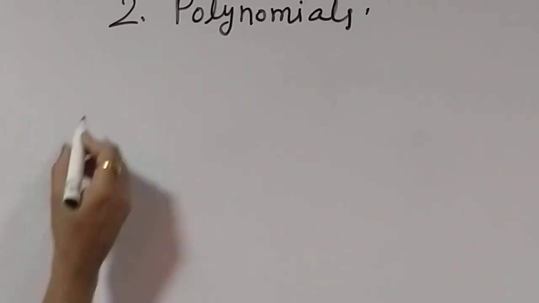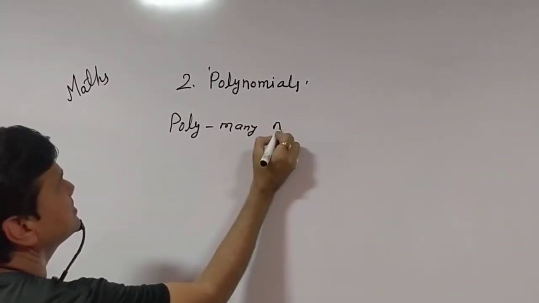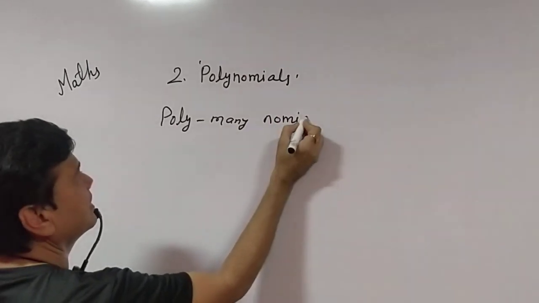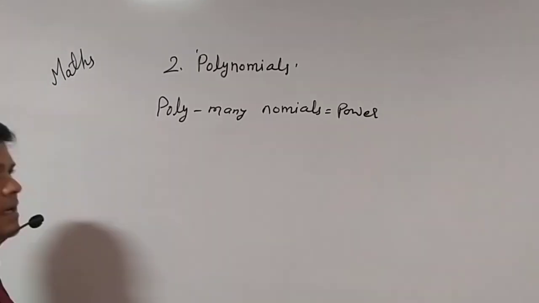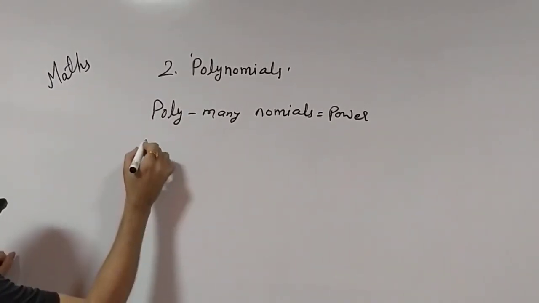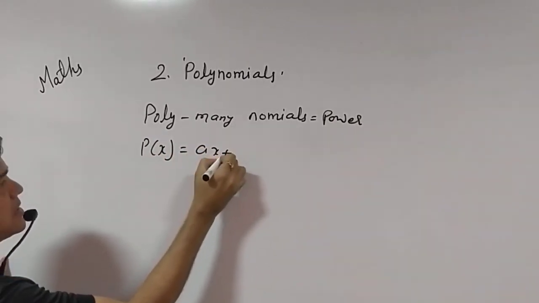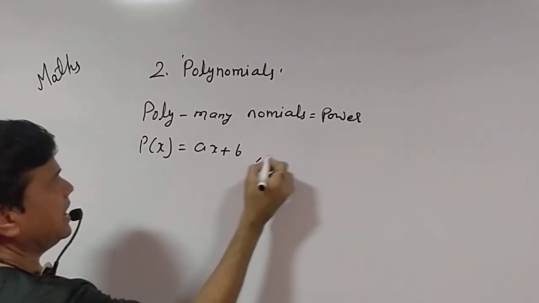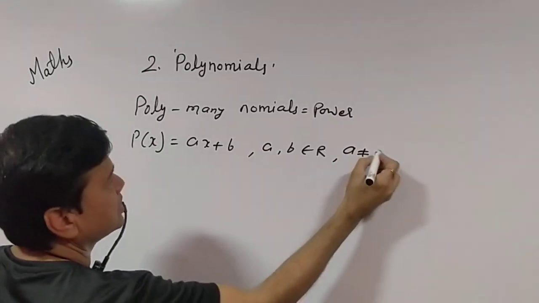Polynomials. What is a polynomial? The meaning of polynomial: poly means many and nomial means power. Many powers. So see here, there are different types of polynomial. First, p(x) is equal to ax plus b, where a, b are real numbers and a does not equal 0.